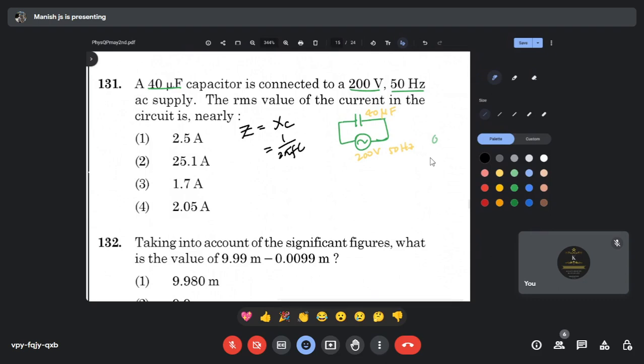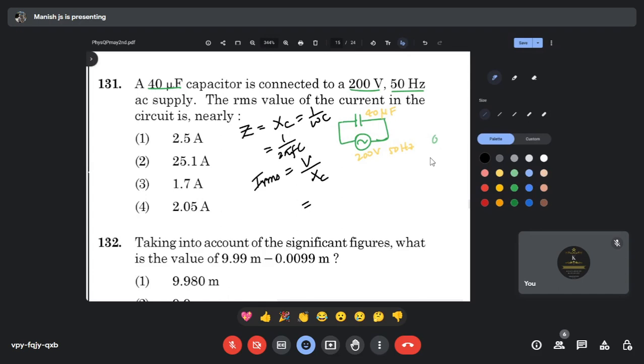So it is 1 by omega C, where omega is nothing but 2 pi F. So we get 1 by 2 pi FC, where F is the linear frequency of the circuit and C is the value of capacitance. First you find that, and then you go for substitution. I RMS is what they are asking, and from Ohm's law, you know that V is equal to IR. So I is equal to V upon R. Here our R is nothing but your capacitive reactance. So you need to just substitute those values.